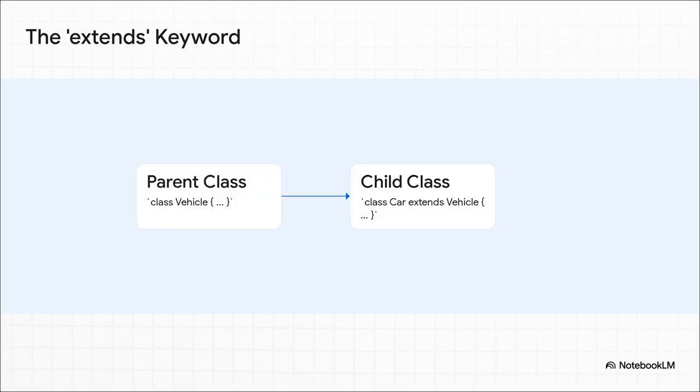So how do we actually create this family bond in our code? Well, it's with one simple, powerful keyword, extends. We define our vehicle class, and then we just say class Car extends Vehicle. And boom, instantly our Car class has everything a Vehicle has, all its properties, all its behaviors, without us having to write a single extra line of code inside it. It really is that powerful.